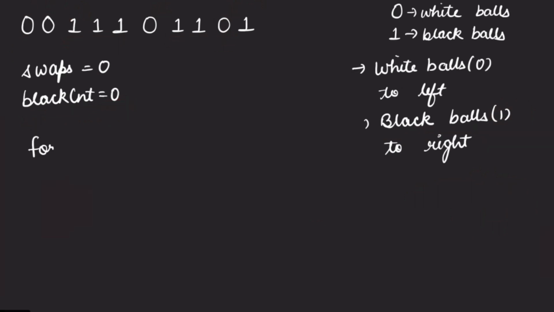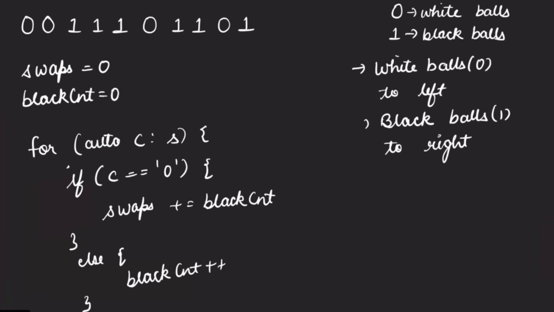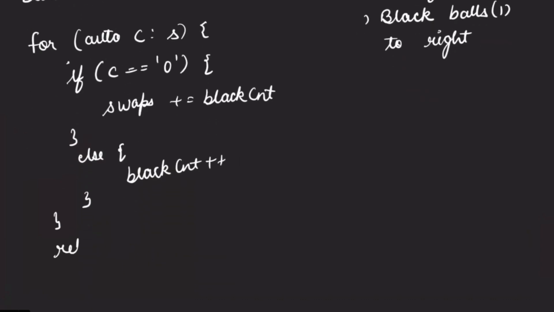So now we will check for every character in our string. So for each C in S, we'll check if this character is a 0, that means is it a white ball? If it is, then in the swaps, we will add the black count, which is the number of black balls, right? Else, if the character was 1, that means if it was a black ball, in that case, we will increment our black count by 1, right?